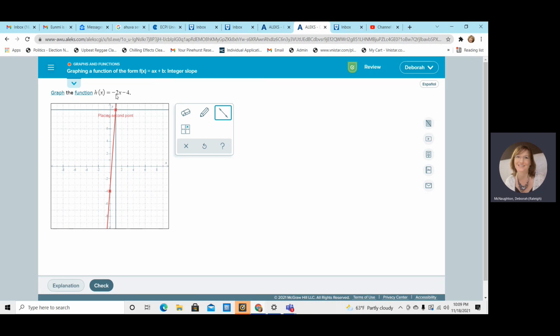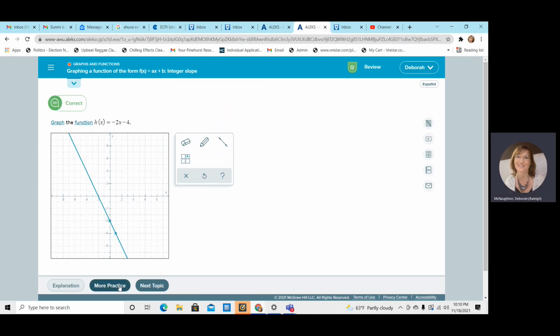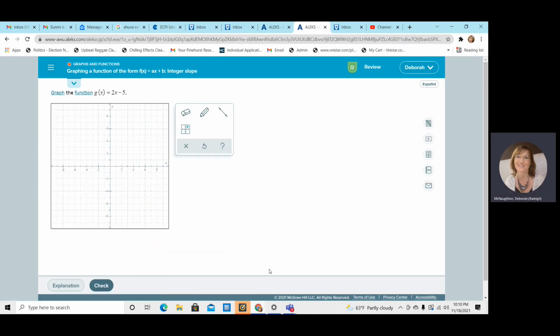So there are two ways that we can do that. We can use the fact that our slope is -2, which is -2/1, which means we are going to go down 2 and to the right 1. So we're going to start at this point and go down 2 and to the right 1. That's my second point. All right, I'm going to show you another way to do this.